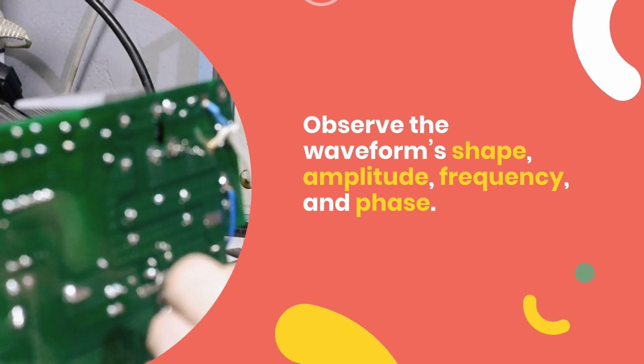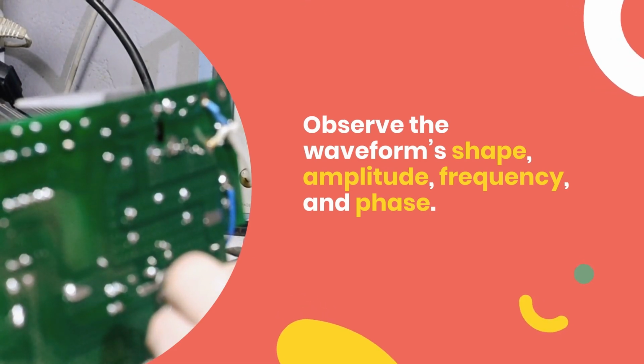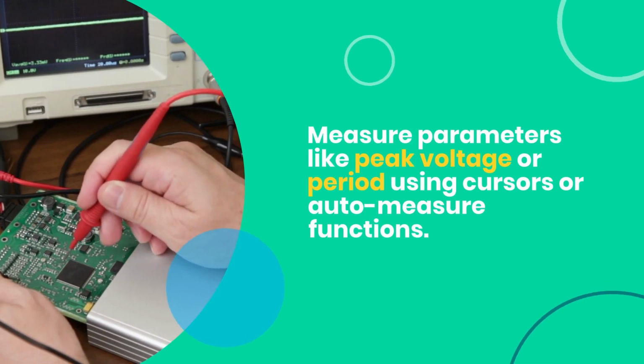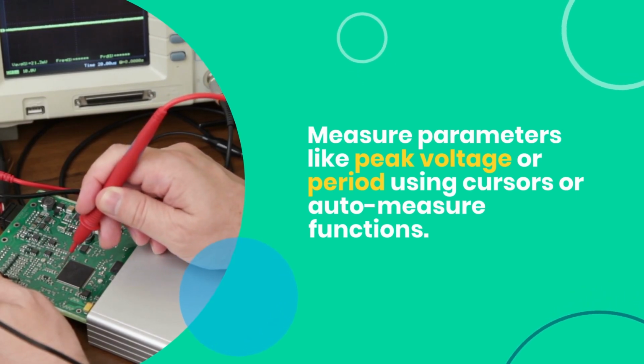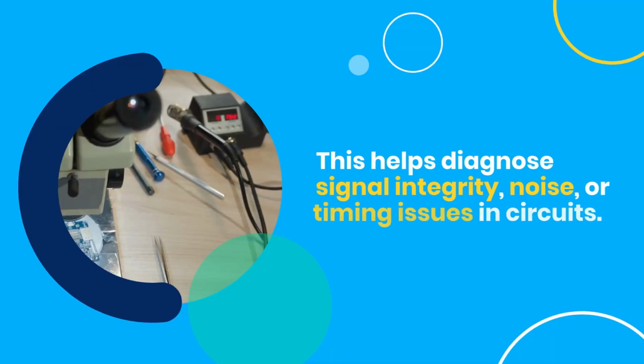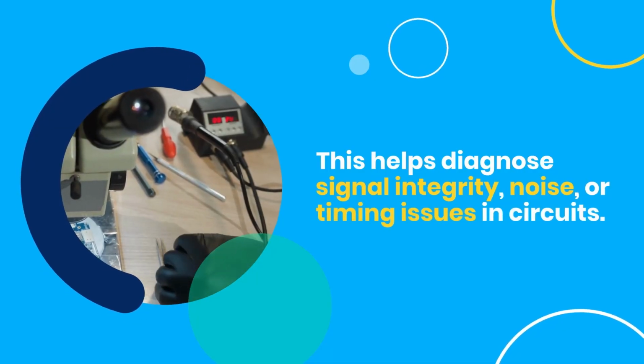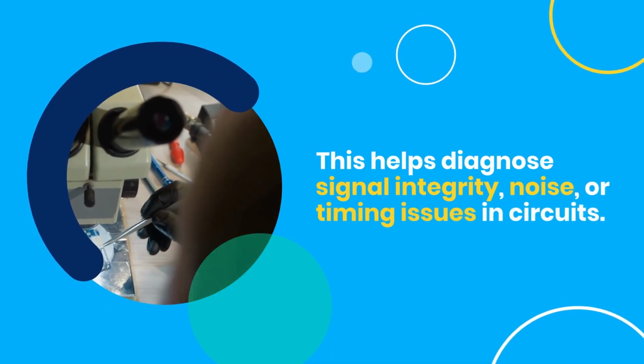Observe the waveform's shape, amplitude, frequency, and phase. Measure parameters like peak voltage or period using cursors or auto-measure functions. This helps diagnose signal integrity, noise, or timing issues in circuits.